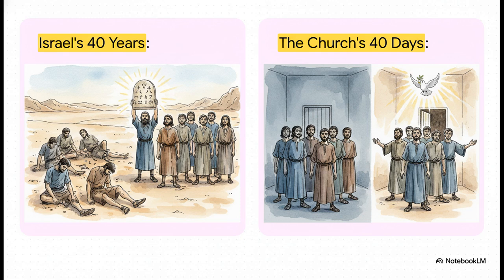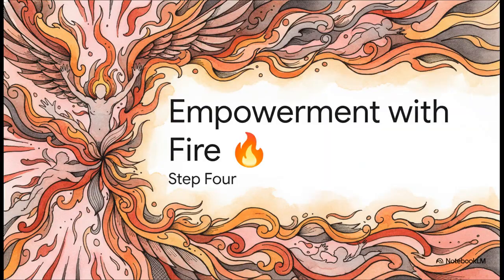And in the New Testament, Christ appears to his disciples for 40 days after his resurrection, transforming them from a scattered, terrified group into bold, apostolic witnesses ready to change the world. And this brings us to the grand finale, the powerful climax of the entire pattern. After atonement, after liberation, after formation, comes empowerment. This is the moment the people are finally given the power they need to live out their new identity. And it's consistently symbolized by fire.